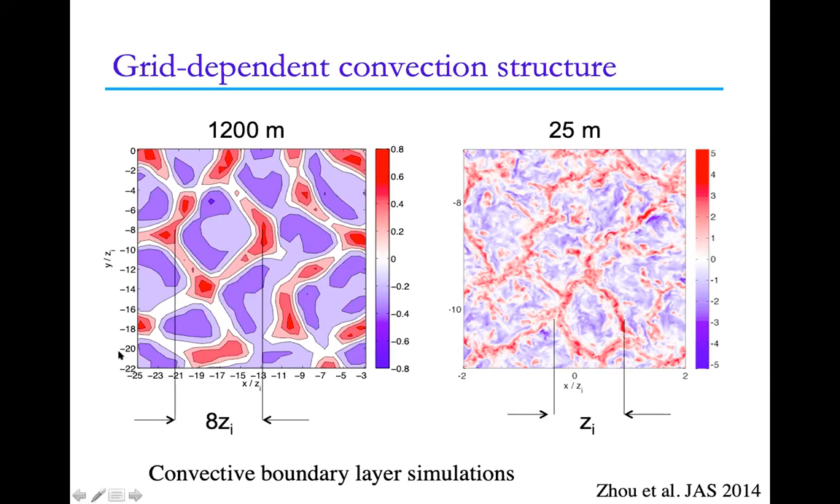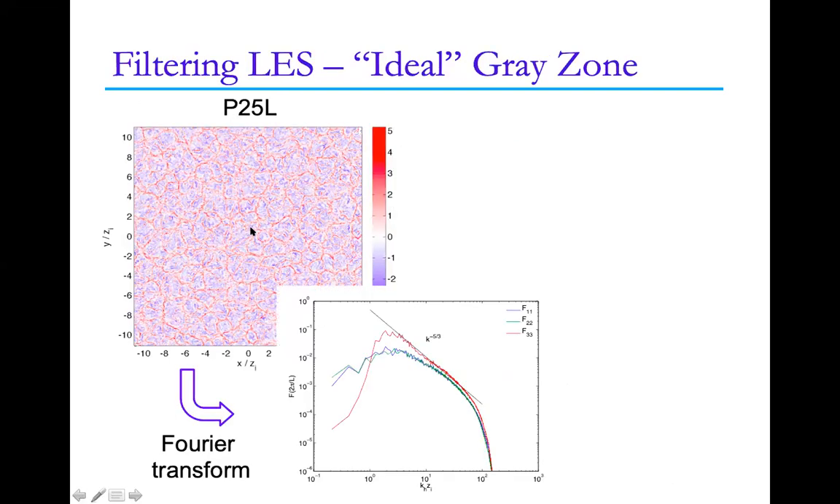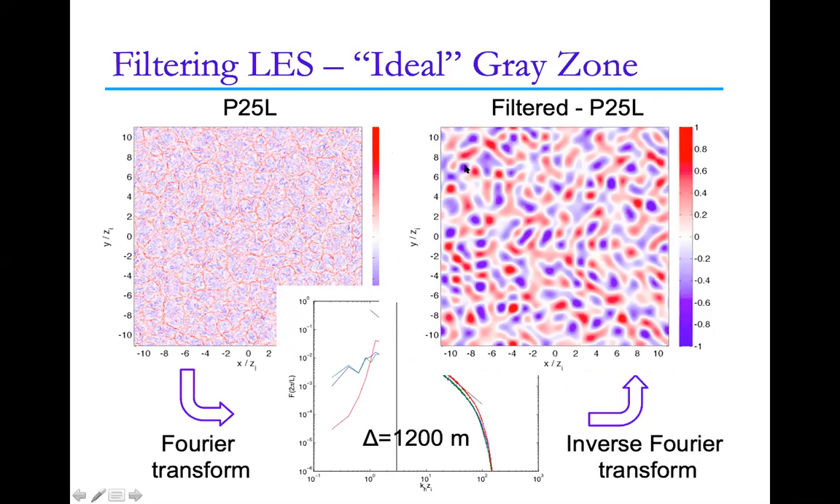So one way we tried to compare that is to say, okay, if we have this 25-meter run, what would it look like if we filtered it to 1.2 kilometer? If we have this true LES, very fine resolution, what should it look like if we were running a 1.2 kilometer grid? So what we did is we took the 25-meter resolution simulation and applied a Fourier cutoff filter to remove scales that were coarser than 1.2 kilometers, and you transform that back, and this is what that looks like. So this is the filtered 25-meter result at 1.2 kilometer resolution.